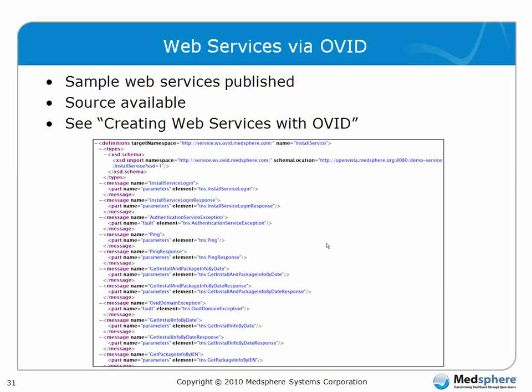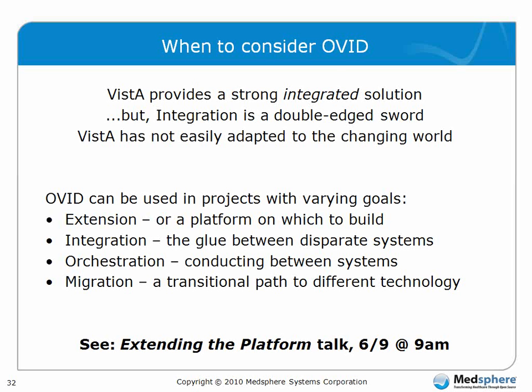And then the last thing is you can extend all these domains and objects as web services. And there's your gratuitous screenshot of a WSDL. Not very useful, but at least you know there is one. I would mention there is a creating web services with OVID tutorial on medsphere.org, so if you wanted to see how that actually worked, you can do that online.